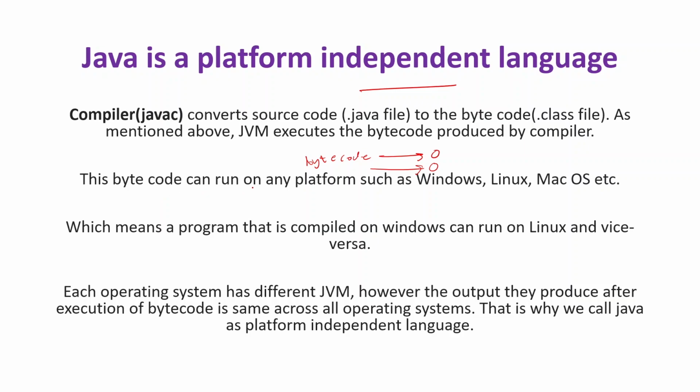So this bytecode can run on any platform such as Windows, Linux, macOS, or any other operating system, which means a program that is compiled on Windows can run on Linux and vice versa. So for example, if you compile your program in Windows, it can run on Linux. Or if you compile your program in Linux, it can run on Windows.